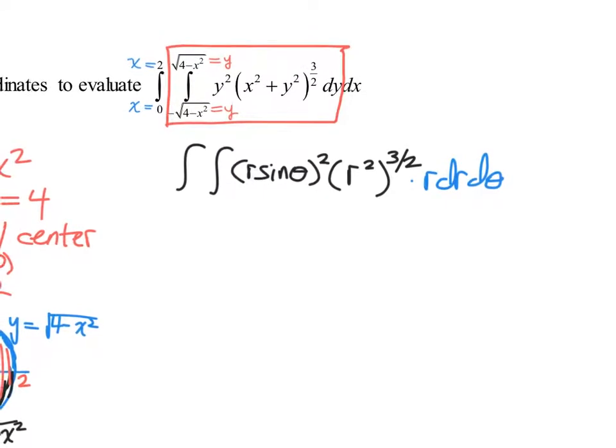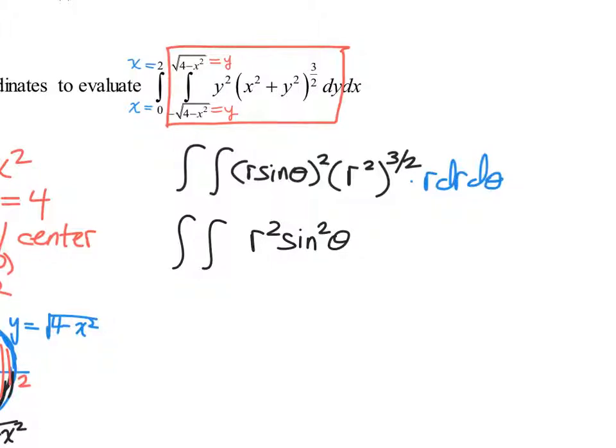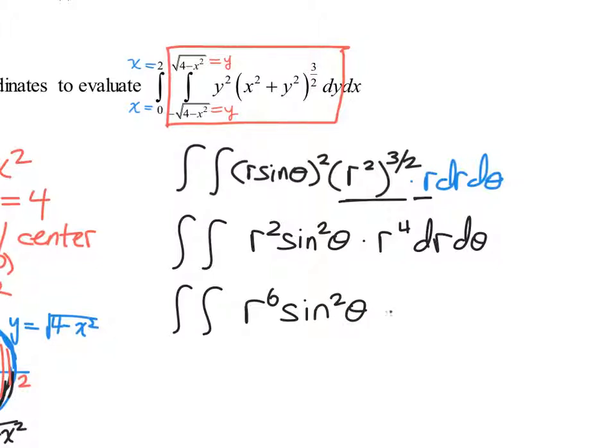All right, so now we have that. It's a mess, but it's in polar form. Our bounds aren't. We still got to take care of that. But we can clean this up a little bit. R squared sine squared. This would be r cubed, this part, but then I have another r, so r to the fourth dr d theta. You can combine the steps if you want and get r to the sixth sine squared theta dr d theta. Still haven't addressed the bounds.